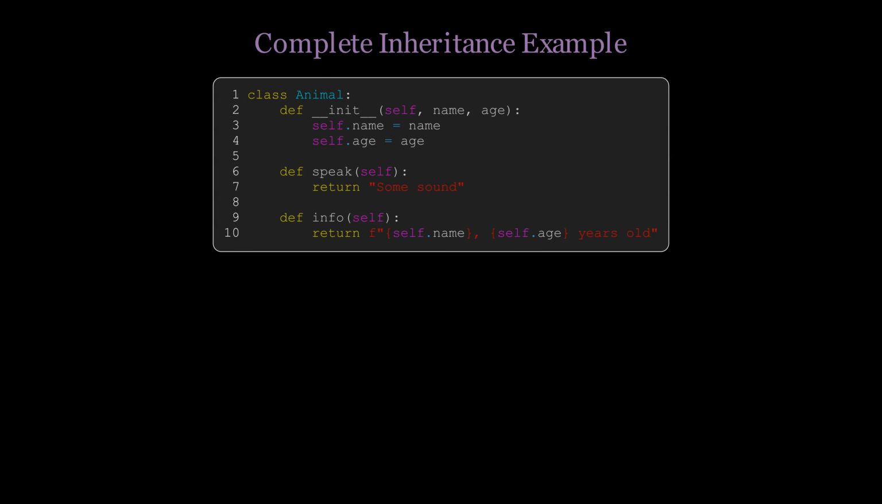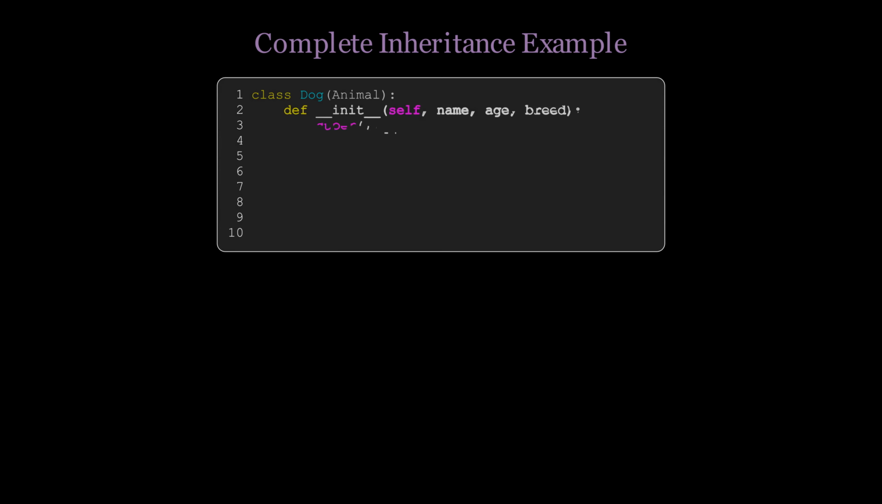Let's build a complete example with multiple child classes to see inheritance in action. Our Animal base class has name and age attributes, a speak method that returns a generic sound, and an info method that describes the animal. This is our foundation. The Dog class inherits from Animal. It adds a breed attribute, overrides speak to bark, and adds a new fetch method unique to dogs. Dogs inherit the info method from Animal automatically.